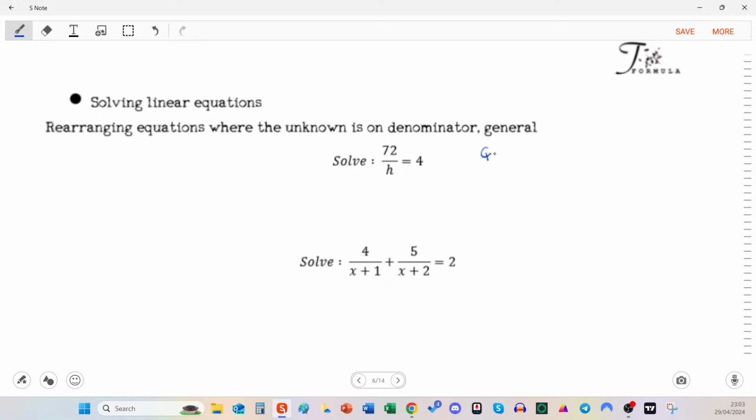Your number one rule is to get rid of the denominator. We'll call that focus on the denominator. So multiply both sides by h, and you'll see 72 equals 4h. Doesn't feel like progress, but now we're going to divide by 4 on both sides, and that's going to be 18.